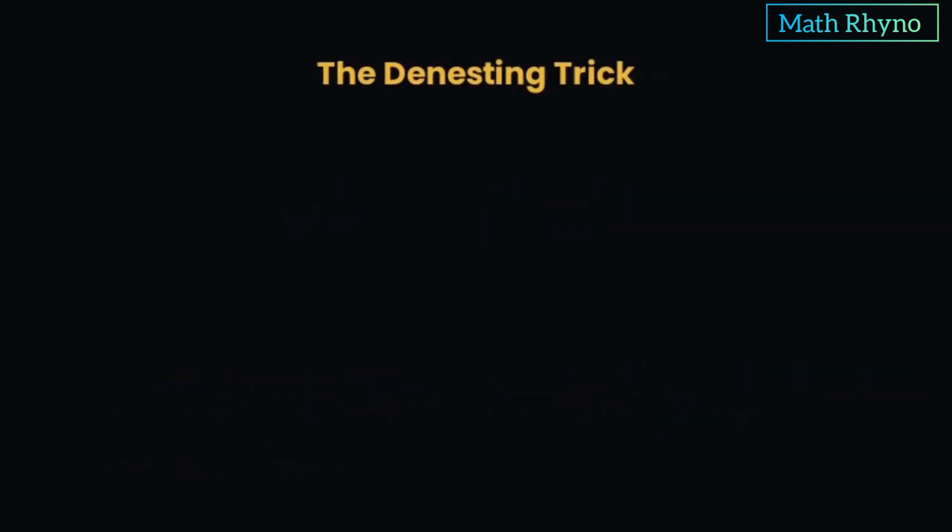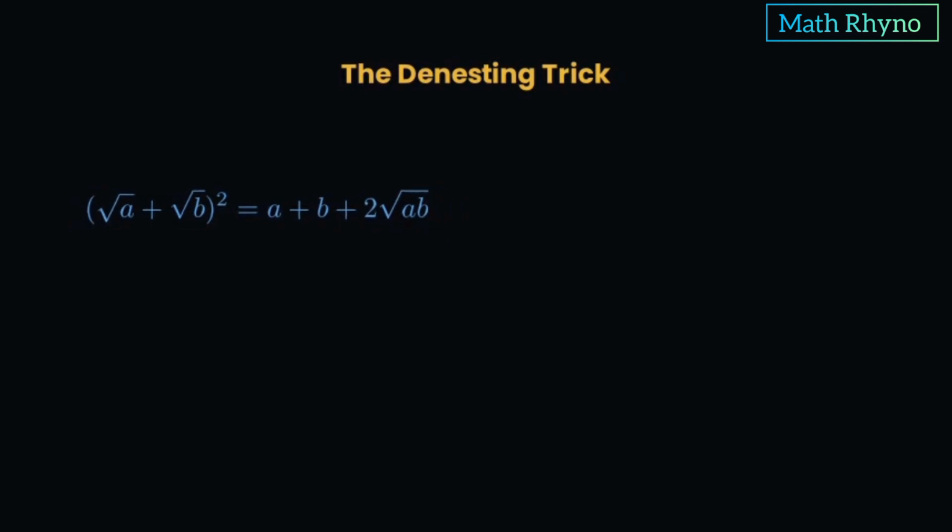Here is the key identity pattern that unlocks this problem. The root of a plus the root of b all squared equals a plus b plus 2 root of ab. Notice the shape on the right, a number plus 2 root of a number. And that is exactly the shape we have in our problem. So we compare that to our expression 5 plus 2 root of 6.